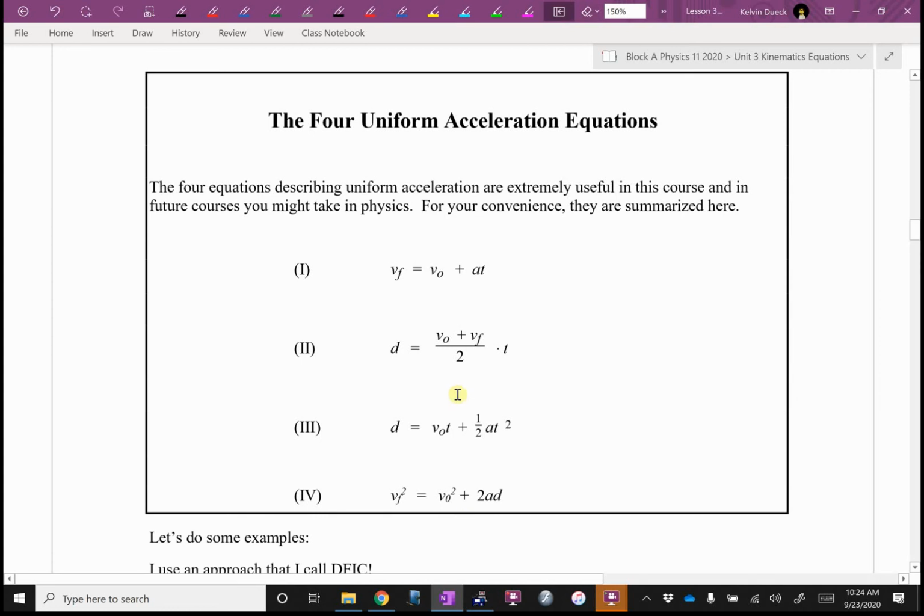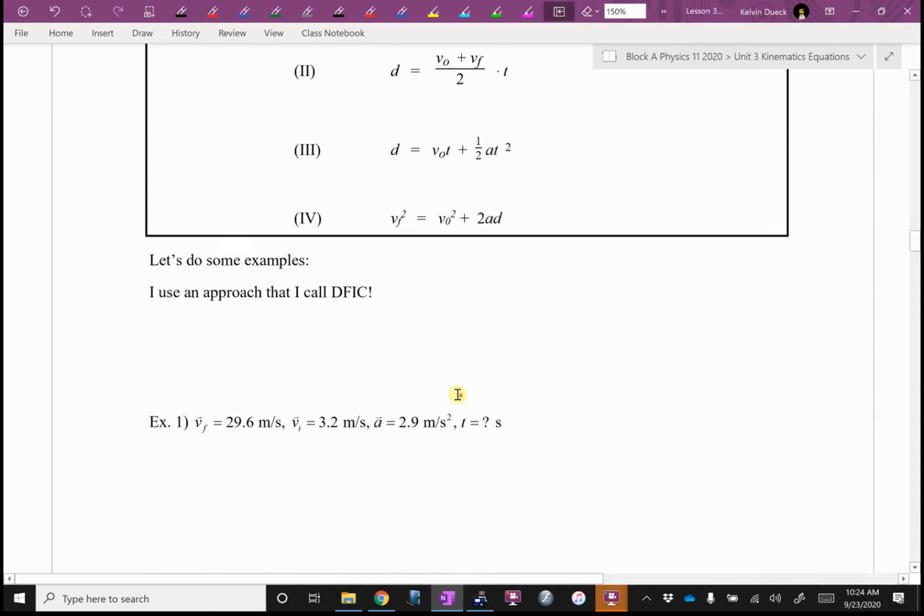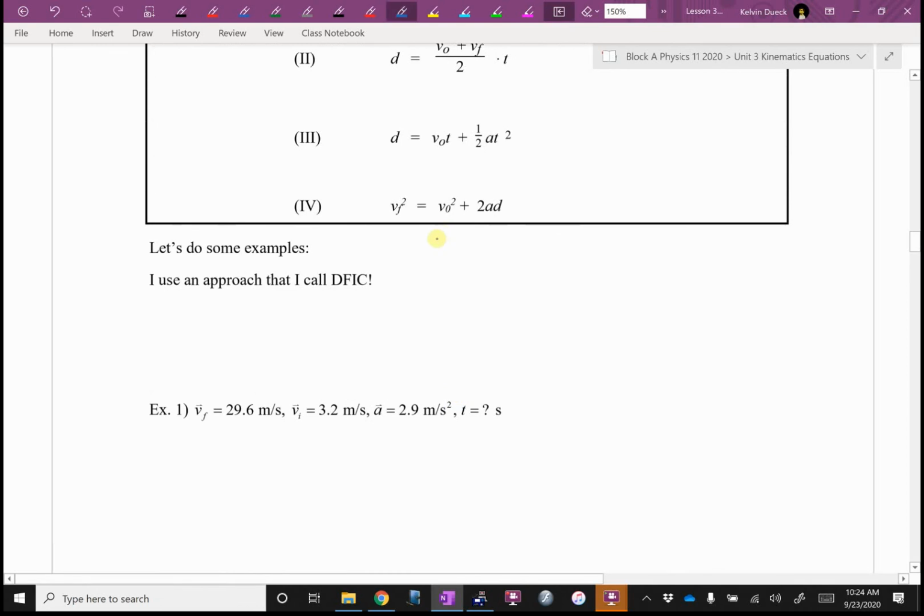These are the 4 equations. We're going to do some examples today purely algebraically with numbers, and then we'll dive into the word problem applications next lesson. I use an approach that I call DFIC. DFIC stands for list your data, find a formula, insert the numbers, and calculate the answer.